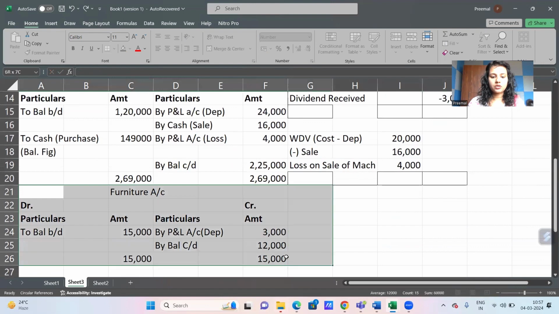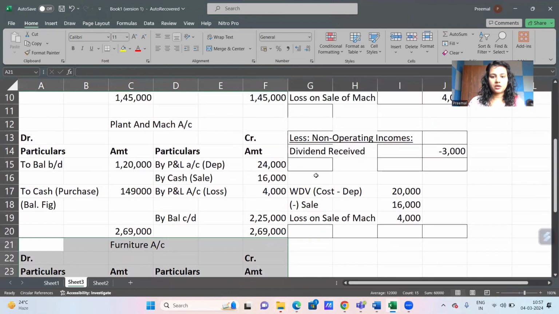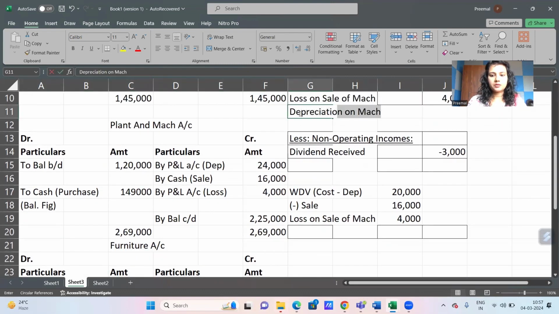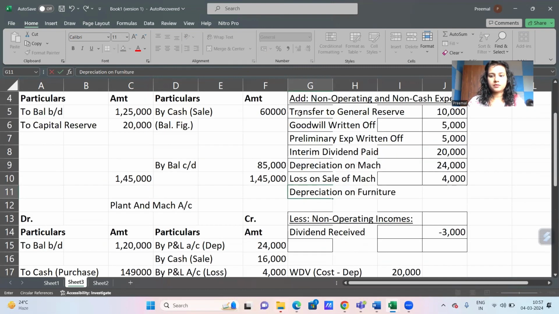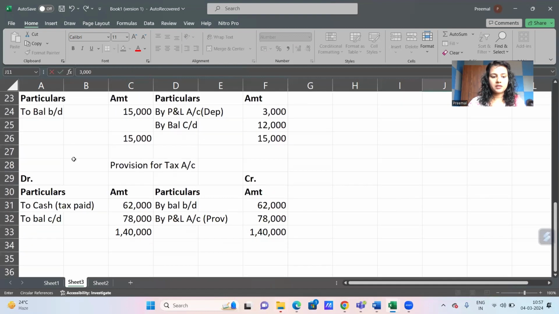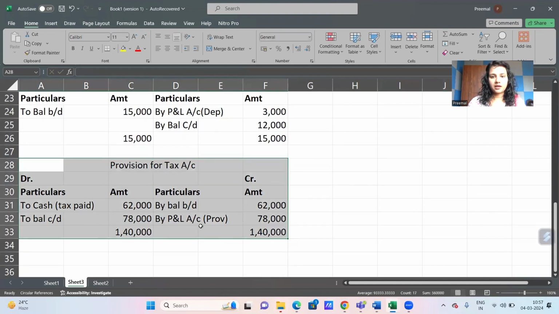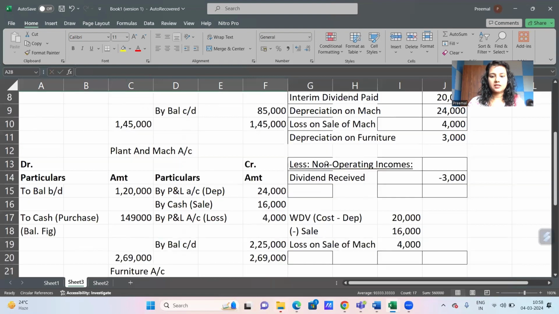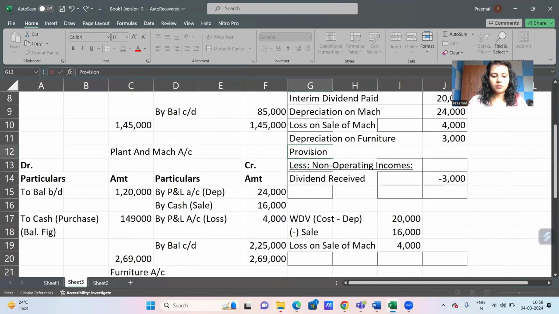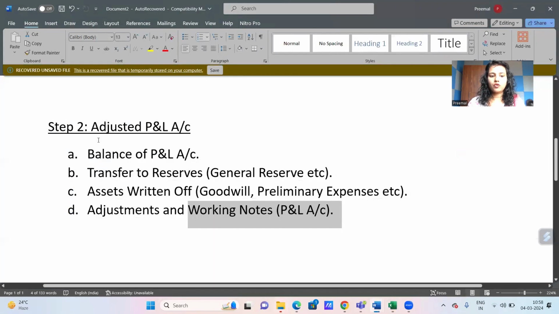Moving on to the next working note. In furniture, we do have a depreciation, which is a non-cash expense, 3,000. Enter this as well. Depreciation on furniture amount is 3,000. Apart from that, there is one more working note where P&L account appears. This indicates provision for tax, which is a non-operating expense. Enter that as well. Provision for tax, 78,000. So with this, we've completed all the 4 guidelines that are required for adjusted P&L account.